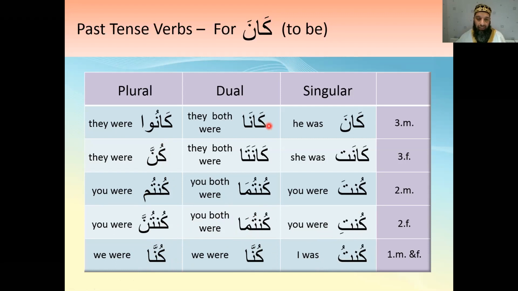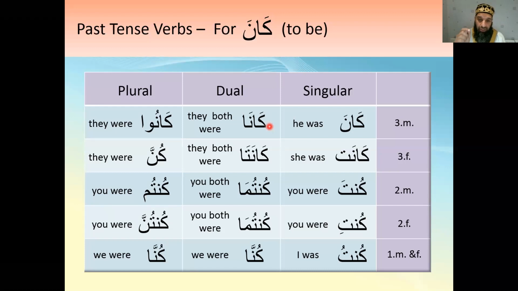The past tense table for kana. Is everybody happy with that? Yes. So weak verb means it doesn't slot into the table just like that. You have to make some adjustment to the weak verb in order for it to all work. And the reason why qala and kana was done was because it occurs a lot in the Quran.